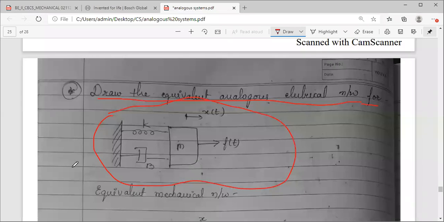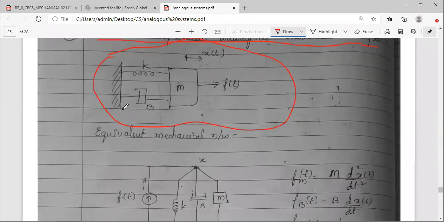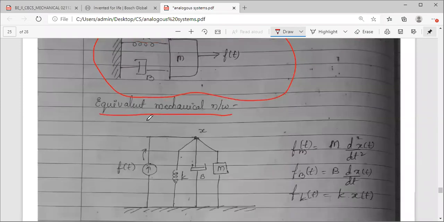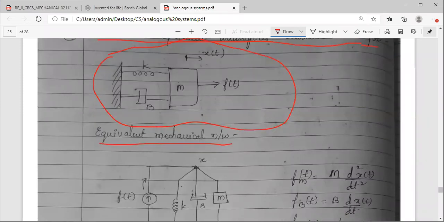Now coming to this problem. So how to solve this? One way was, which I have shown you, using the equivalent mechanical network. You can directly solve and draw the equivalent electrical network. But now using the differential equations, how can we do it? Let's see. For your safer side, and if you want to get the analogous systems, it is better to draw the equivalent mechanical network. Okay. So let's draw the mechanical network.